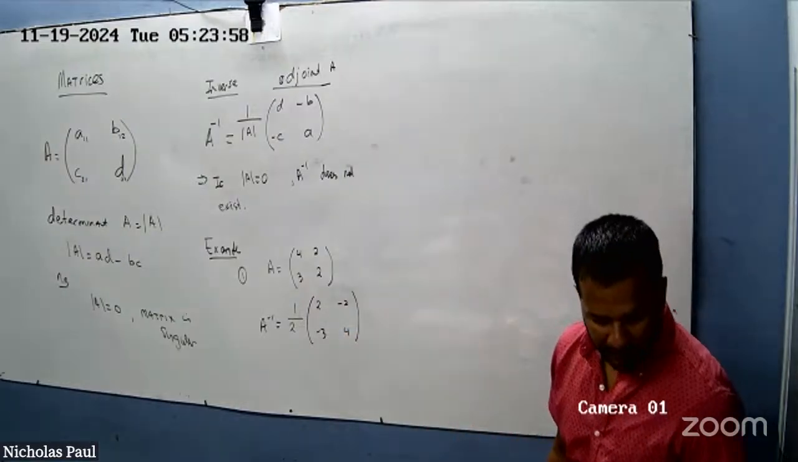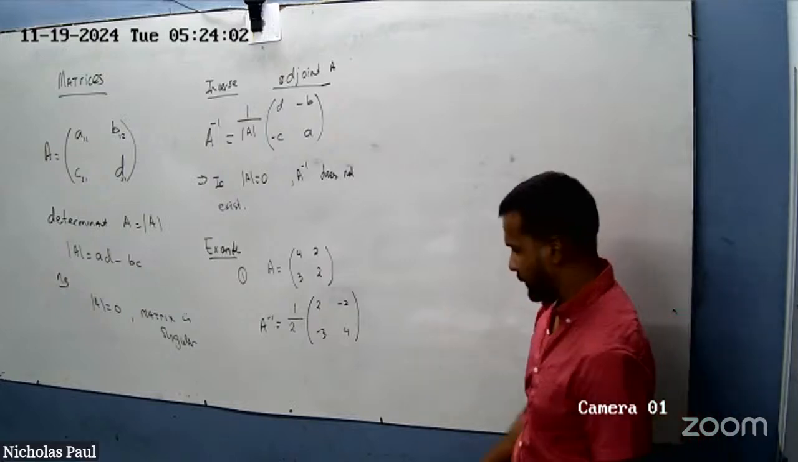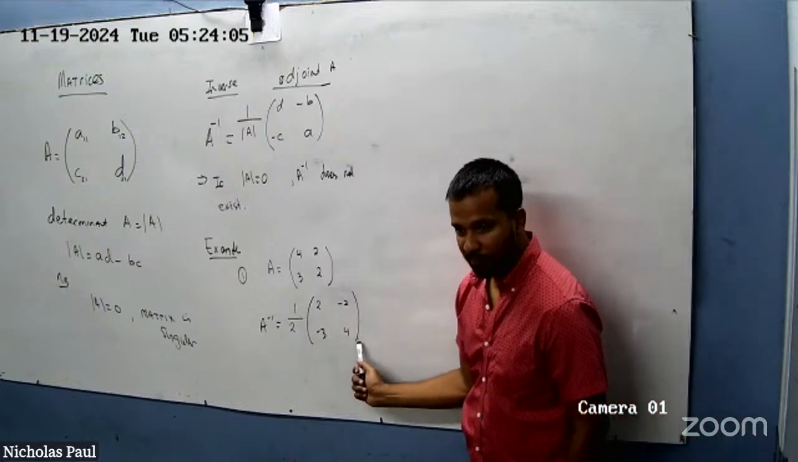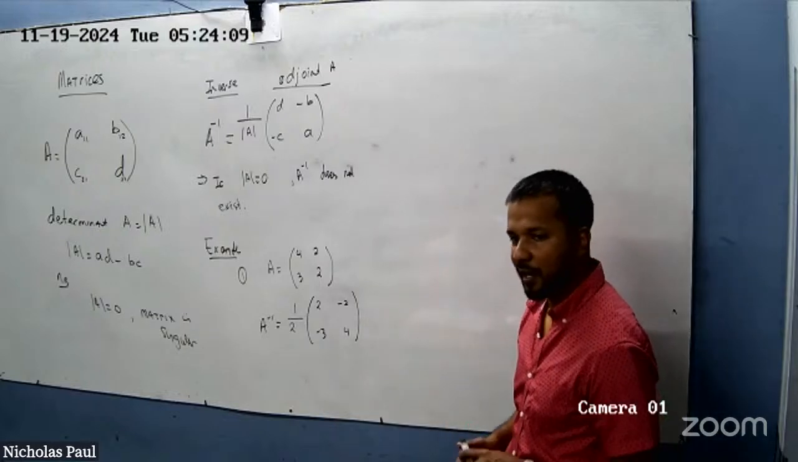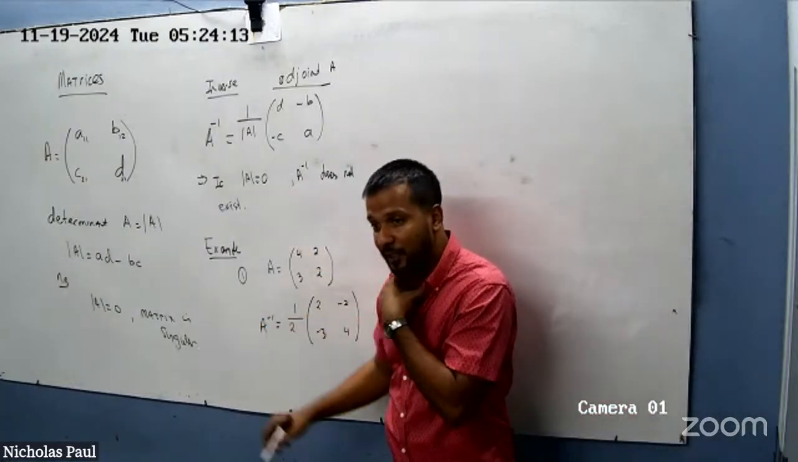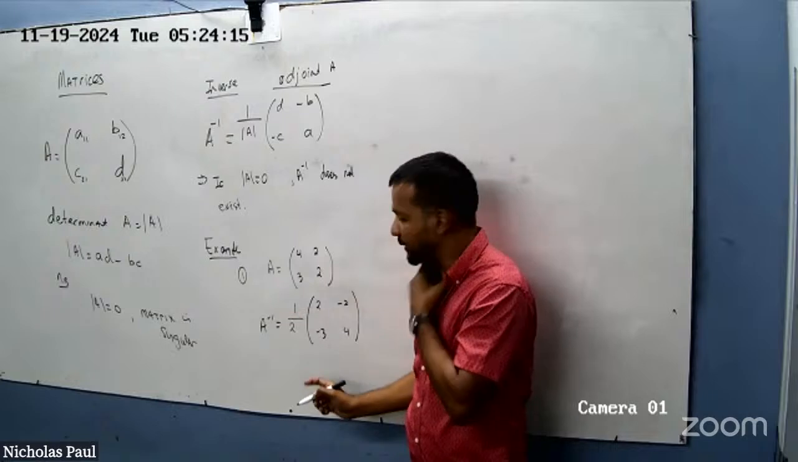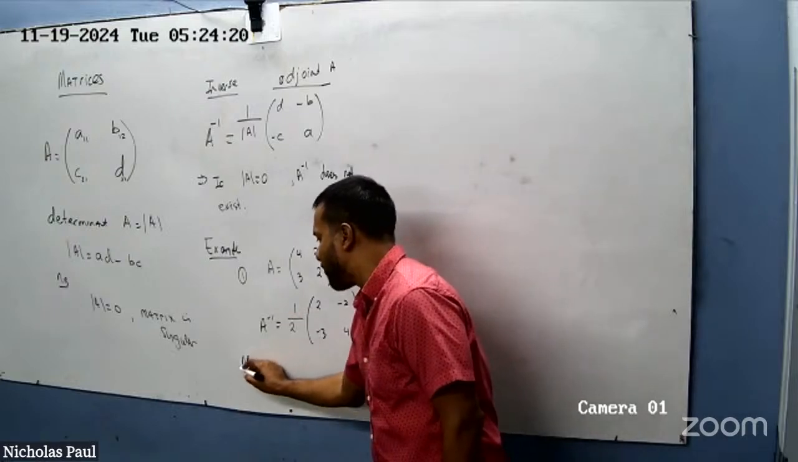You mean multiply everything by a half? No, leave it like that. You can leave it like that. All this can be done in the calculator as well: plug in the matrix and get it. Just one rule to remember from Form 5.